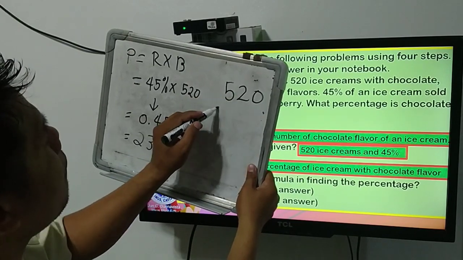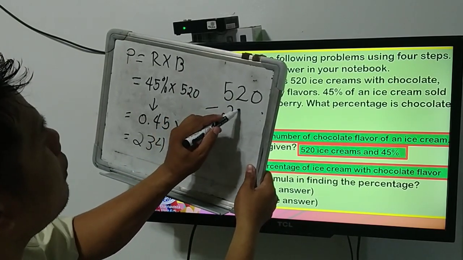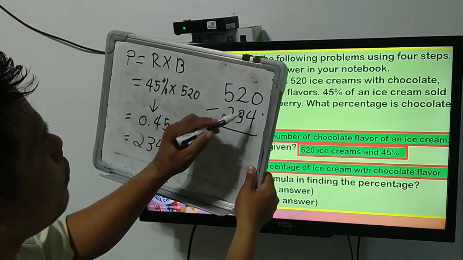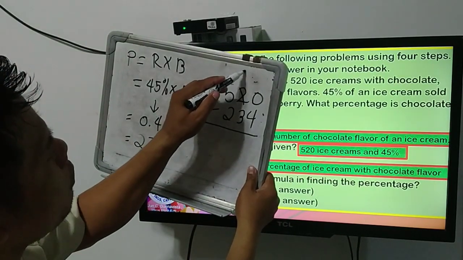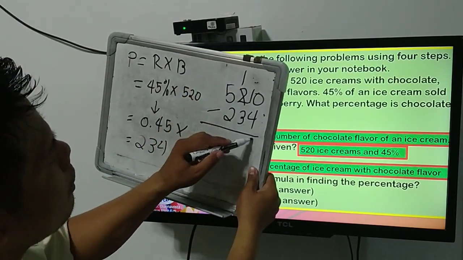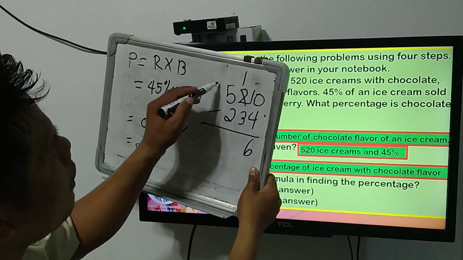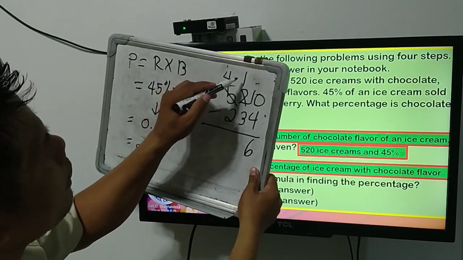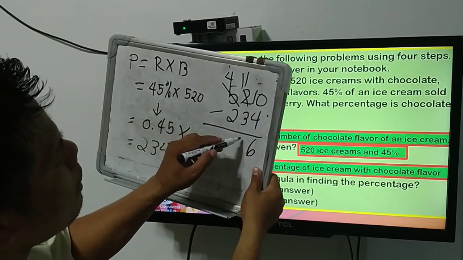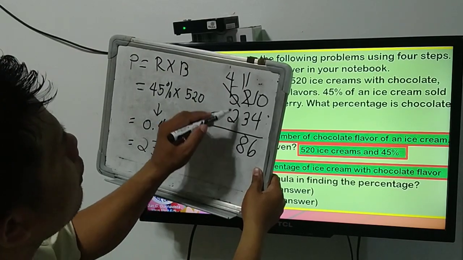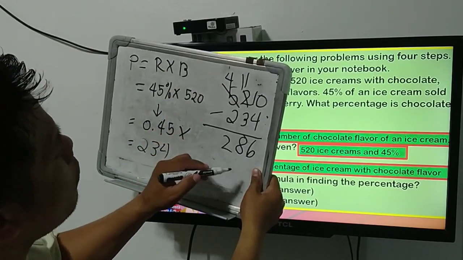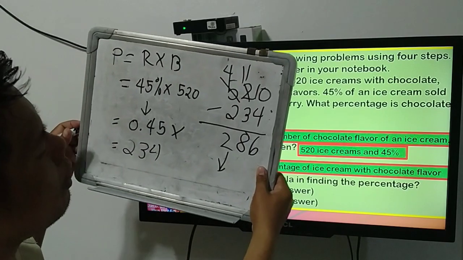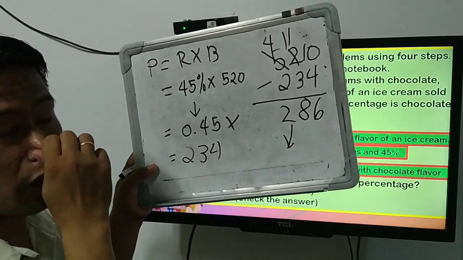520 minus 234. So 0 minus 4 cannot be, borrow from 2, it becomes 1, then 10. 10 minus 4 is 6. 1 minus 3 cannot be, borrow from 5, it becomes 4. 11 minus 3 equals 8. 4 minus 3 equals 1. So this is now the number of chocolate flavor.